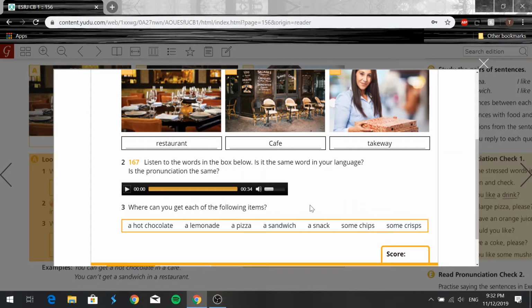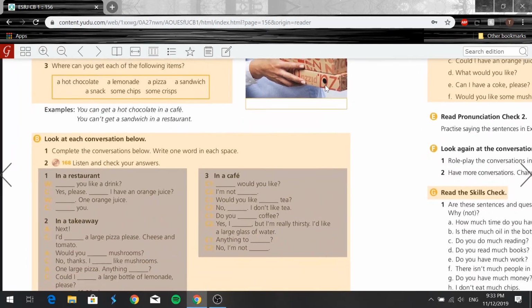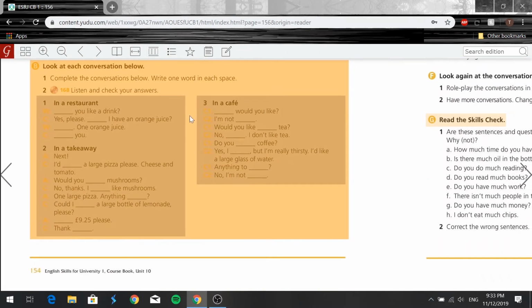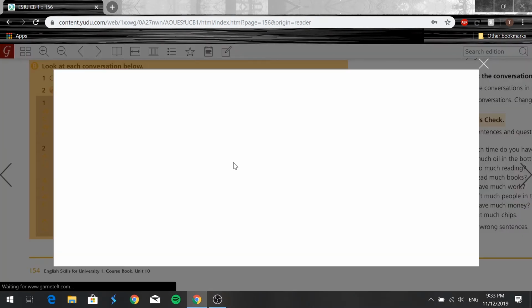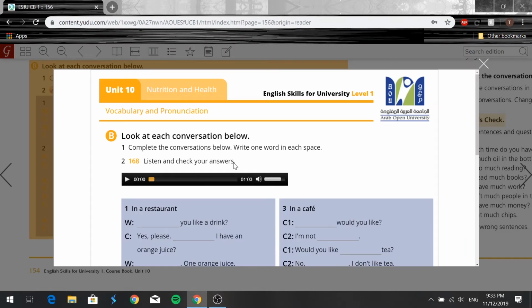You can't get a sandwich in a restaurant, right? You can get a snack in a cafe as well. You can get some chips in a cafe or a takeaway, and you can get some crisps in a cafe as well. Okay, so where can you get each of the following items? Again, will be up to you, but these were some examples. Now let's go to exercise B. Here we have look at each conversation below. We're gonna have to listen, and then we'll check our answers, or rather write them down. So here we go.